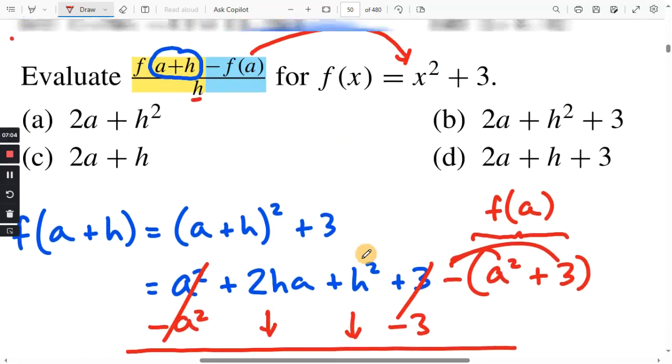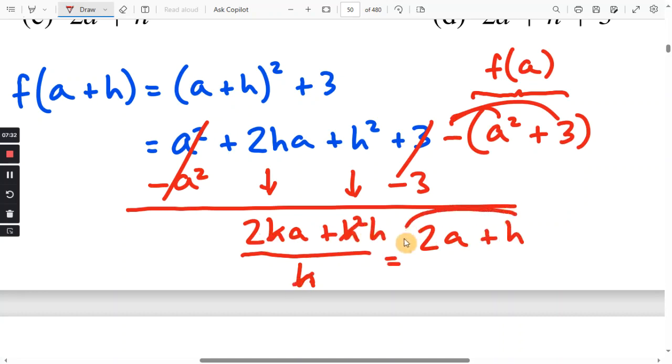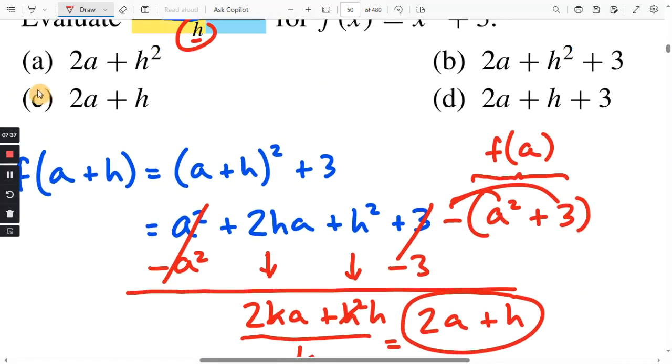The last step is to divide by h. All right, and when I divide by h, each of these terms over the common denominator is divided by h. So h over h cancels, and we're left with 2a. H squared divided by h is just h. So that's just 2a plus h. And that is your final answer. And that looks like answer C.